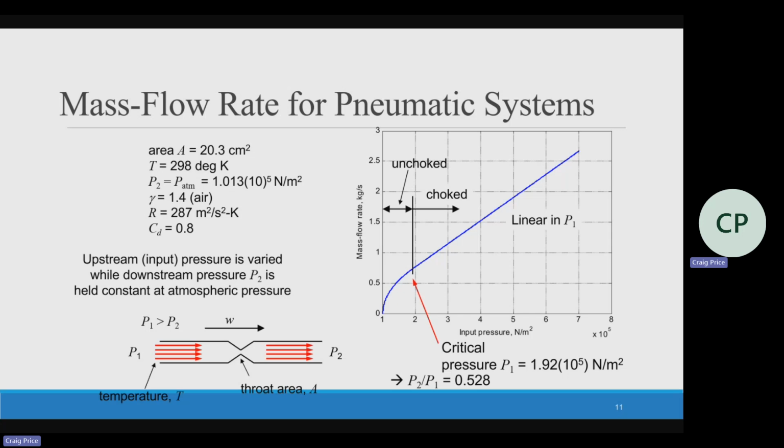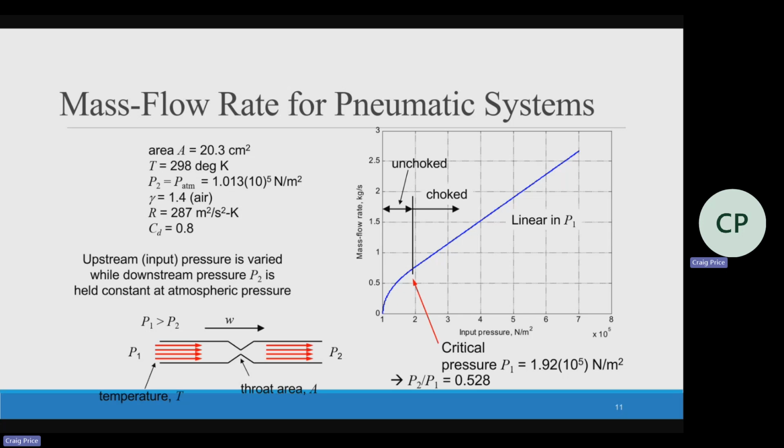At the beginning, if my upstream pressure is basically the same as the downstream, I don't really have any mass flow rate. Does that make sense? They're both at atmospheric pressure, so nothing's going to flow. As I increase that upstream pressure, that's where we see that nonlinear relationship. Notice it's not a straight line. It's nonlinear.